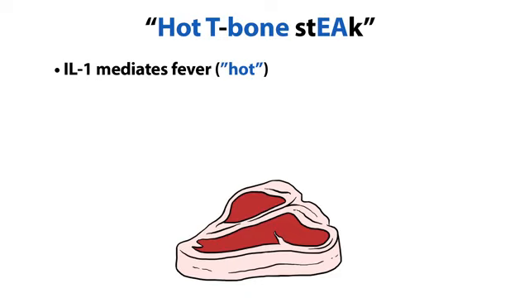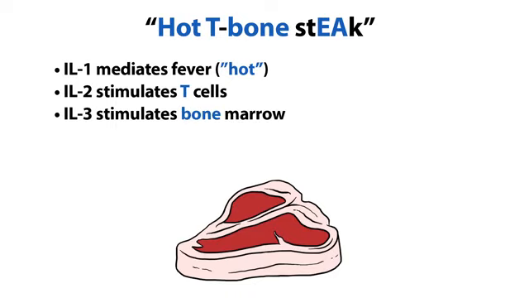Next, let's talk about cytokines and the various signaling chemicals that regulate the immune system and that different cells use to communicate with one another, starting with the interleukins. Now, there's a good mnemonic for interleukins 1 through 5, which is hot, T-bone, steak. IL-1 mediates fever, so that's the hot. IL-2 stimulates T cells, so that's the T in T-bone. IL-3 stimulates bone marrow, so that's the bone in T-bone.